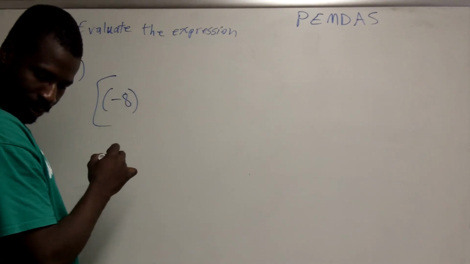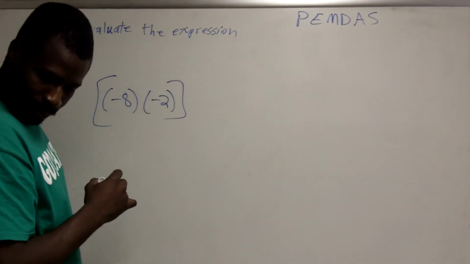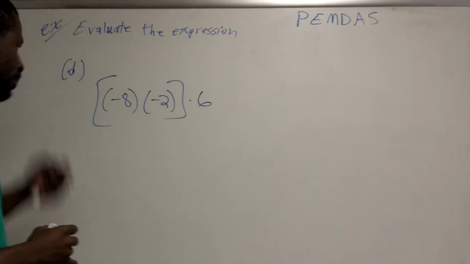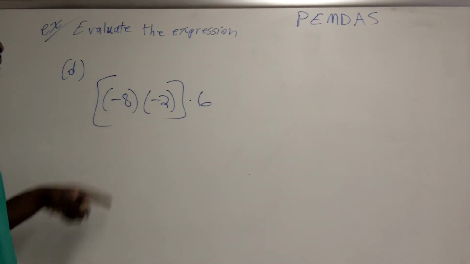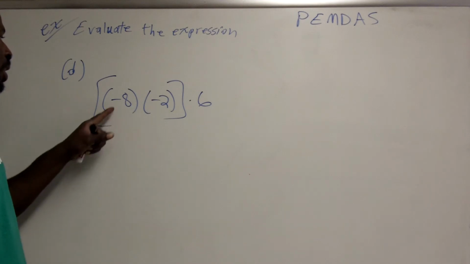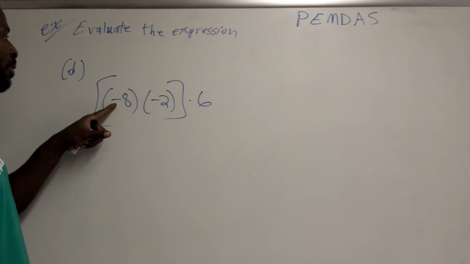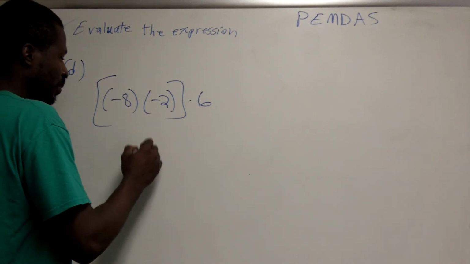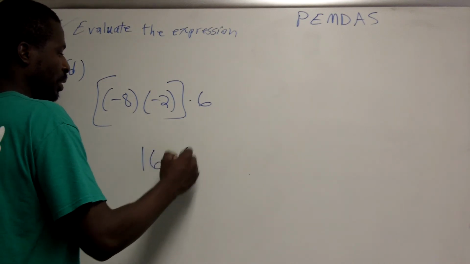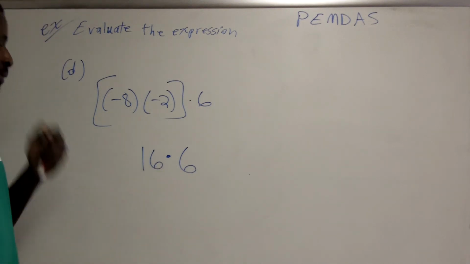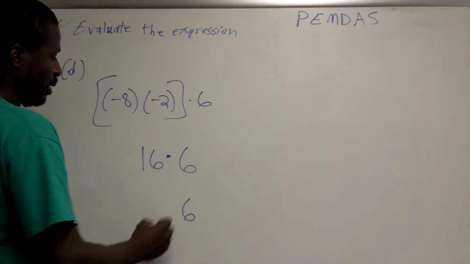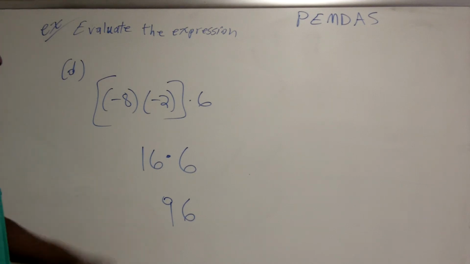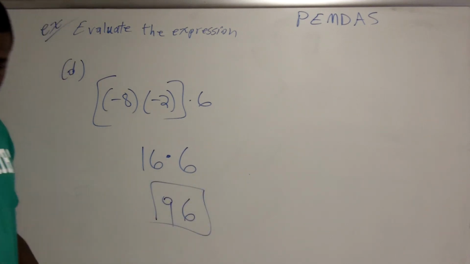Let's try negative 8 times negative 2, multiplied by 6. Alright, so now inside of the bracket I have a product. I'm multiplying inside of the bracket. So to do that multiplication, I notice that the two integers that I'm multiplying have the same sign. So the answer is going to be positive. It's actually going to be positive 16. And then positive 16 times positive 6. The answer is going to be positive. And let's see, 6 times 6 is 36, and then that's 96. So the answer for this one is positive 96.